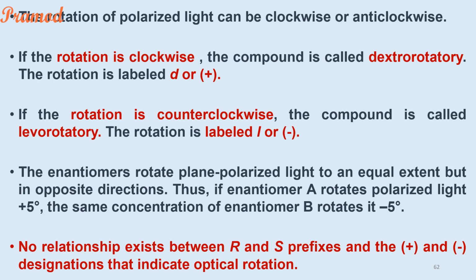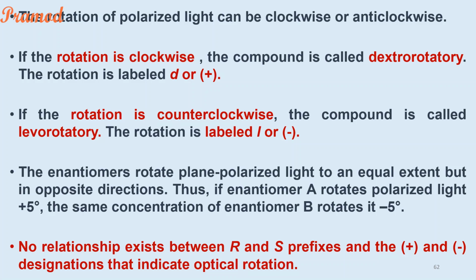Enantiomers rotate the plane of polarized light to an equal extent but in opposite directions. So if one enantiomer rotates to the right-hand side, the other enantiomer will rotate to the left. If one is d, the other enantiomer will be l. Thus, if enantiomer A rotates the plane polarized light by plus 5 degrees, the same concentration of enantiomer B rotates it by minus 5.